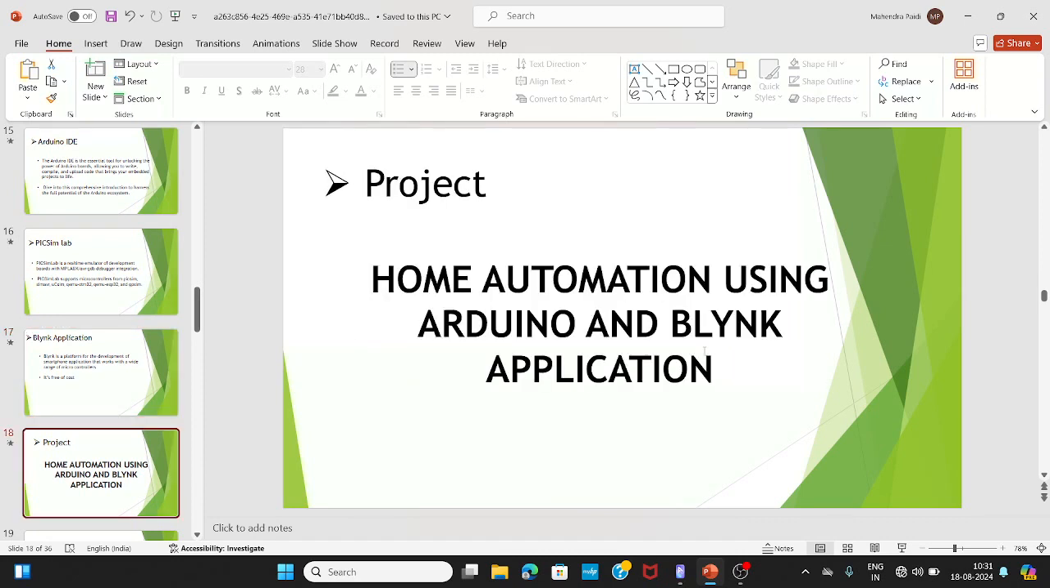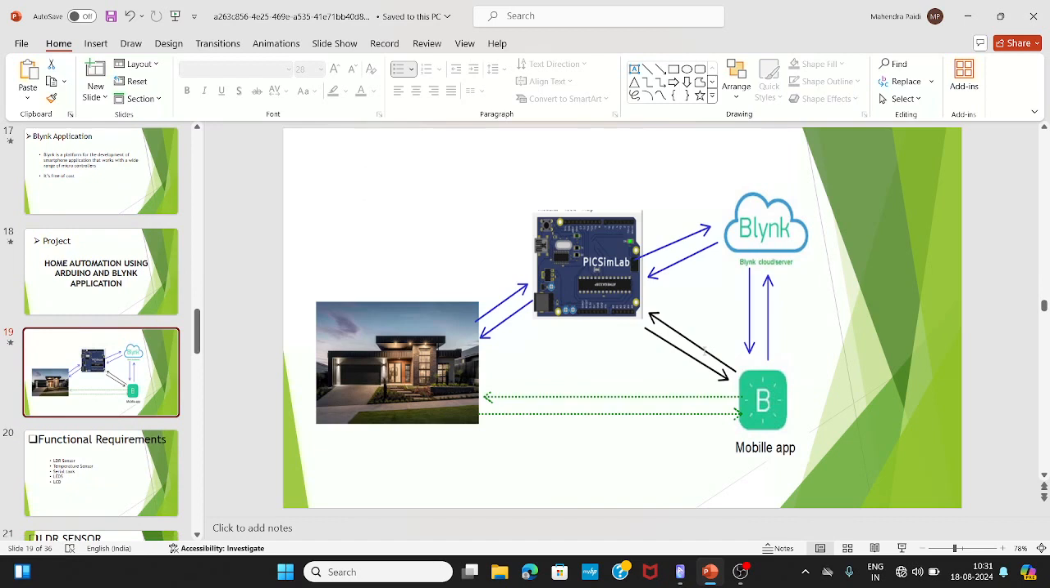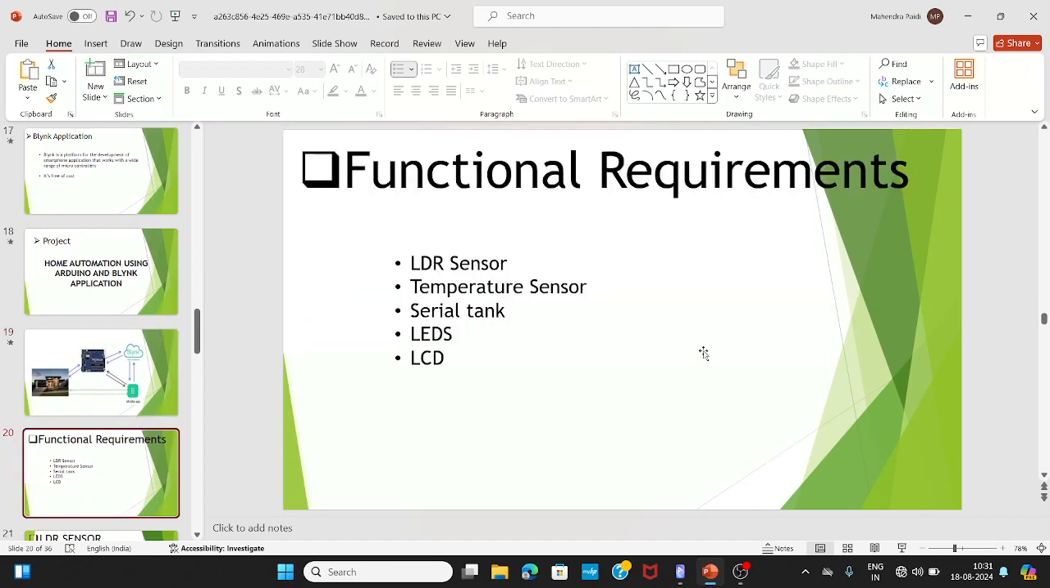Next, our project: home automation using Arduino and Blynk application. This is our project. The functional requirements for our project: LDR sensor, temperature sensor, serial tank, LED, LCD.